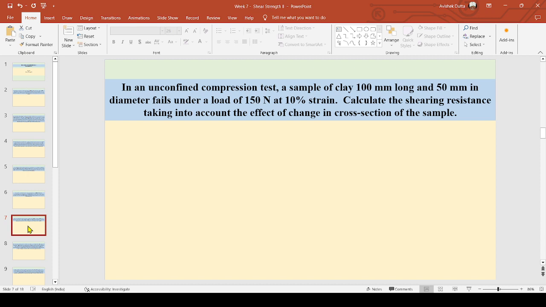The size of the sample of clay is given: 100 length and 50 is the diameter. The failure load is 150 Newton and the strain percentage is 10. To find the shearing resistance, the shear strength, taking into account the effect of change in the sample cross section. The test performed is unconfined compression test.